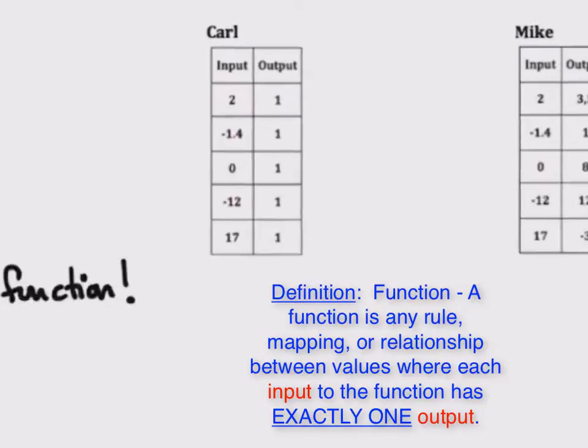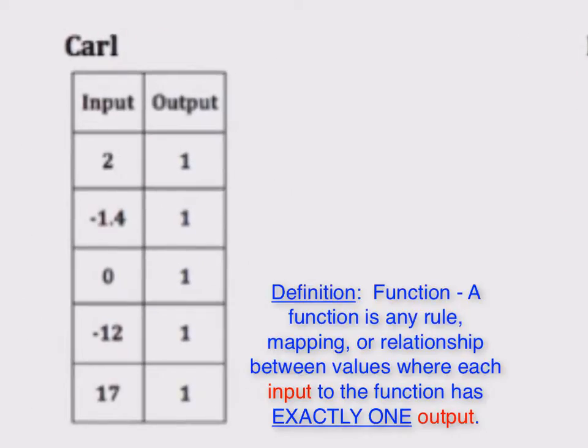Alright, let's look at Carl. Now, Carl seems to be a pretty interesting relationship. Every single input has the exact same output. No matter what the input is, the output always is 1. Is this going to be a function? Well, since it's never the case that a single input has multiple outputs, then yes, Carl is a function.